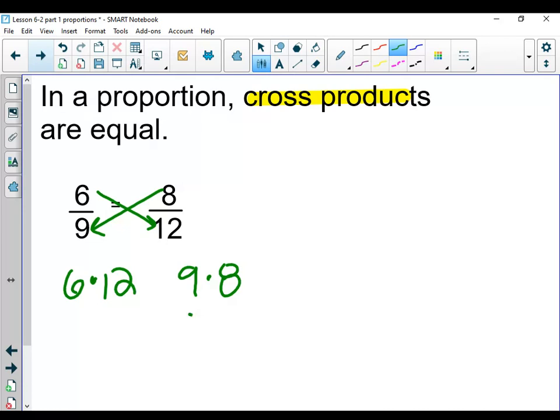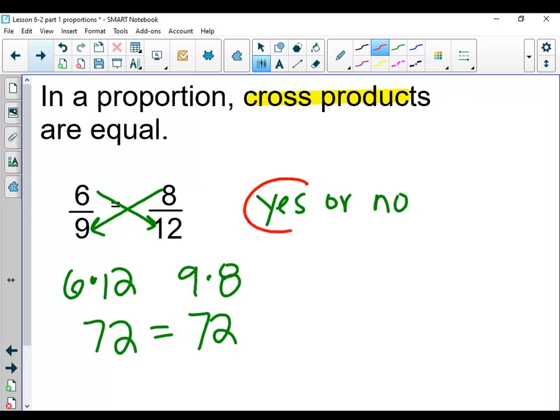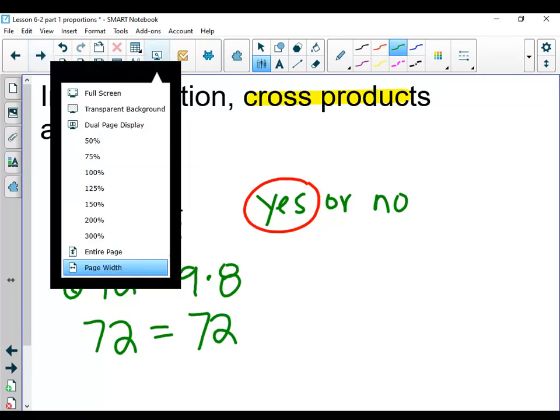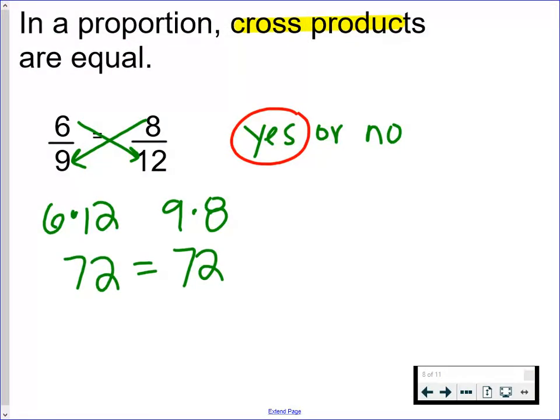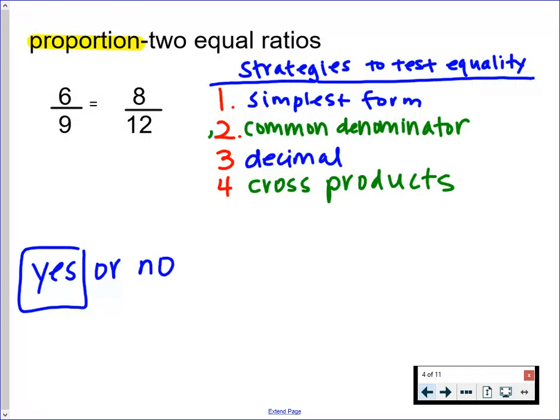So 9 times 8 is 72. 6 times 12 is 72. Yes, it is a proportion because the cross products are equal. Yes, it is a proportion because the decimals are equal. Yes, it's a proportion because they make a common denominator and it's equal. Yes, it is a proportion because of simplest form.